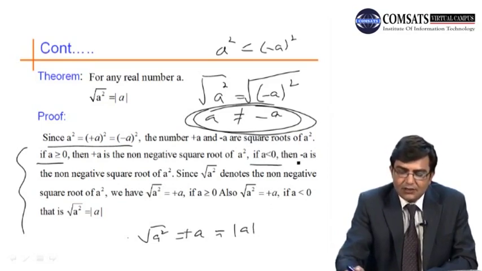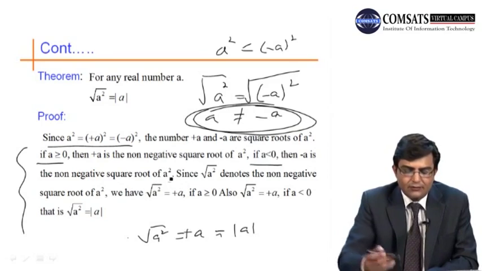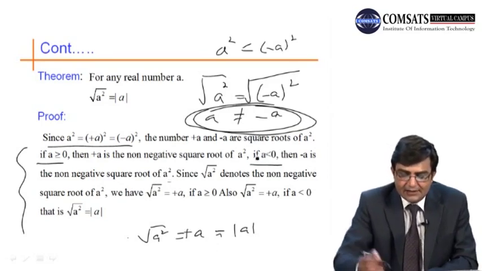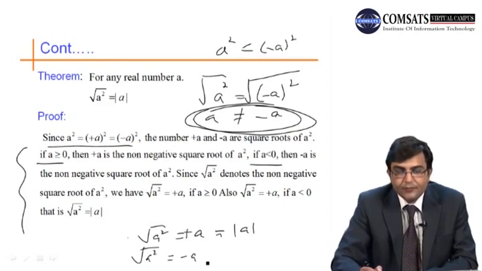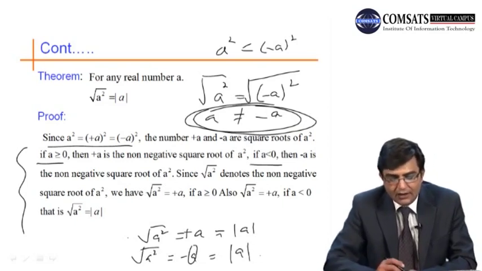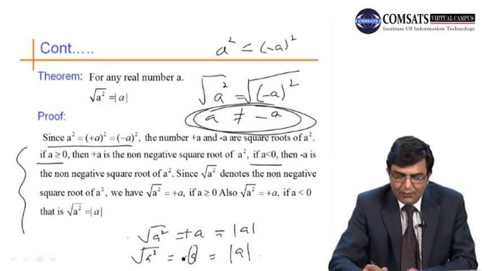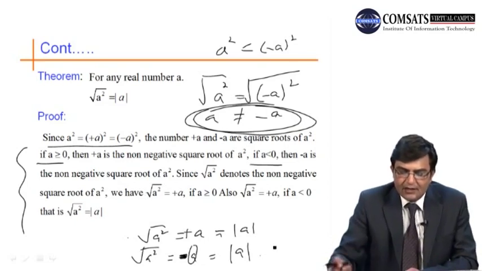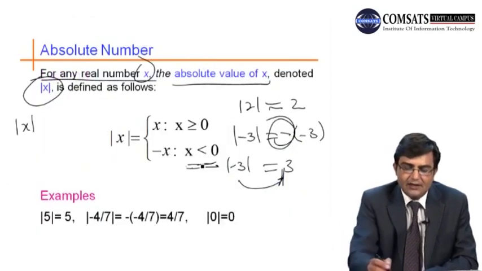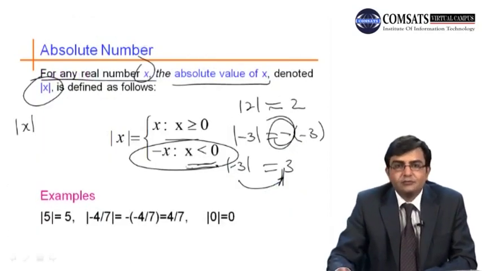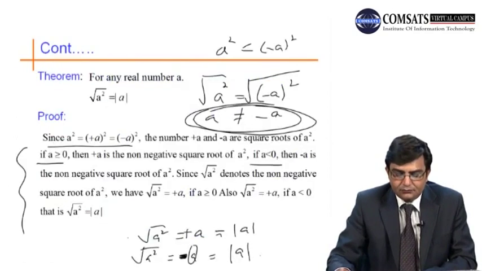So if a is less than 0, then minus a is the non-negative square root of a square. If a is less than 0, then we take minus a as the square root of this. Now, A is less than 0, so it's better to take the absolute value of a here, because we have multiplied by minus. What we have done here is the same as we did in the absolute value definition. So we take here the absolute value of a.